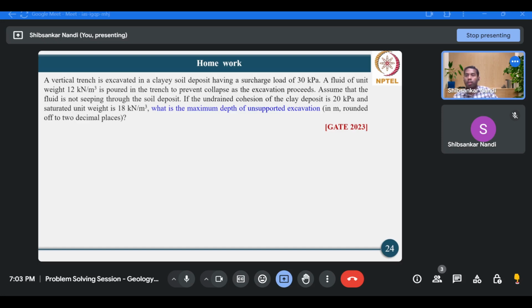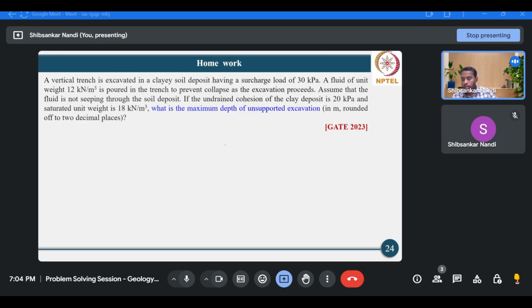In this problem, a vertical trench is excavated in a clay soil deposit having a surcharge load of 30 kPa. A fluid of unit weight 12 kilonewton per meter cube is poured in the trench to prevent collapse as the excavation proceeds. Assume that the fluid is not seeping through the soil deposit. If the undrained cohesion of the clay deposit is 20 kPa and the saturated unit weight is 18 kilonewton per meter cube, what is the maximum depth of unsupported excavation? Report it in meters, rounded to 2 decimal places. So this was the question in GATE examination 2023.